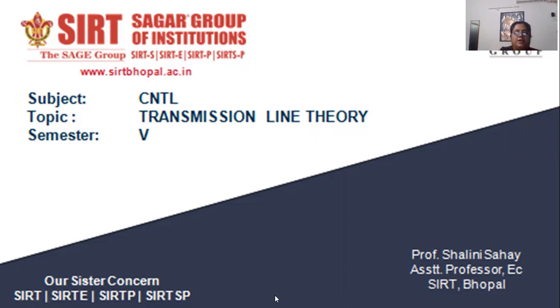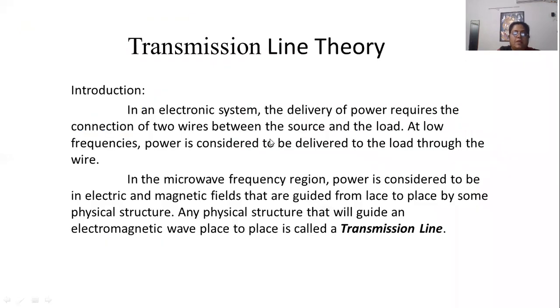Today in this lecture, I am going to discuss transmission line theory. First, introduction. In an electronic system, the delivery of power requires the connection of two wires between the source and the load. At low frequency, power is considered to be delivered to the load through the wire. In the microwave frequency region, power is considered to be in electric and magnetic fields that are guided from place to place by some physical structure.